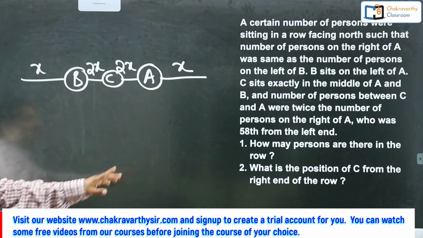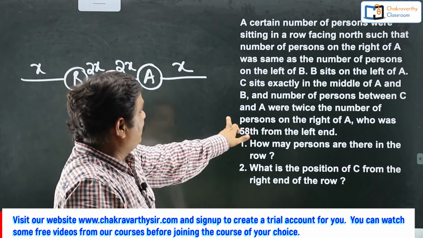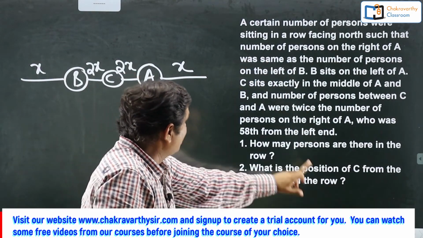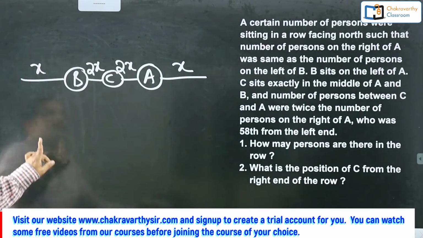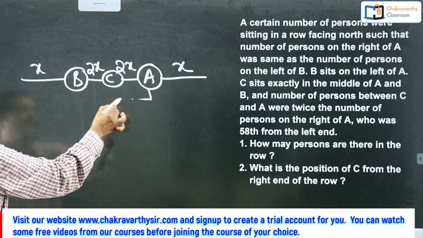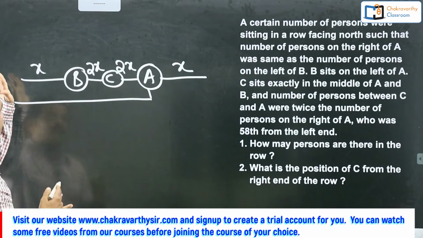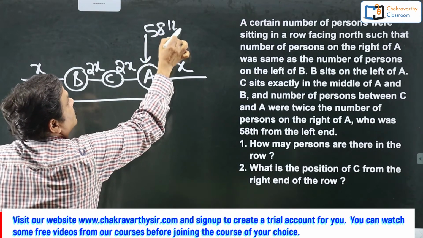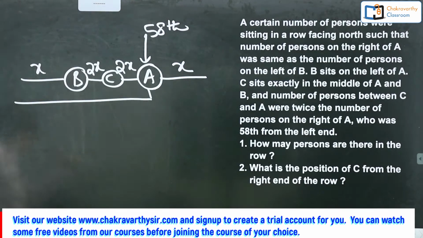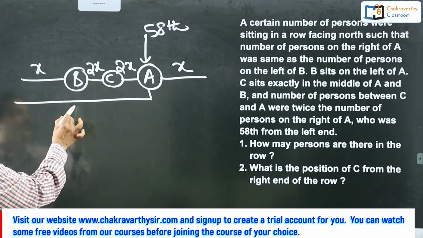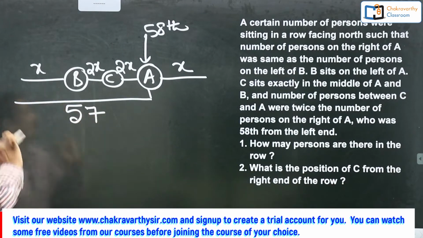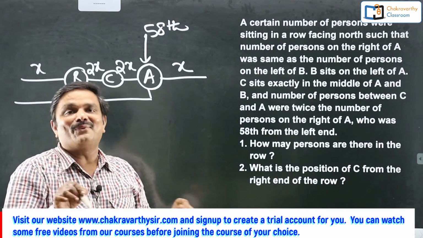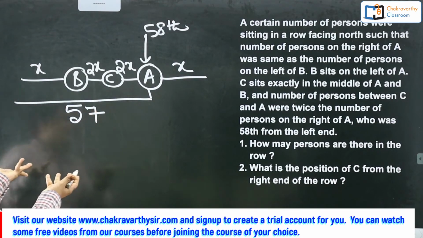That's it. Okay, is there any other clue they have given here? A was 58th from the left end. So from the left end, this person is in the 58th position. That means on the left side of him, how many persons should be there? 57. When this number is 57, he will become the 58th from the left end. Now you got the idea. Now easily you can solve the questions, students.